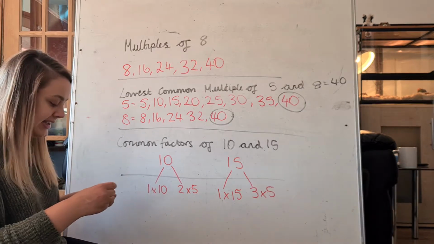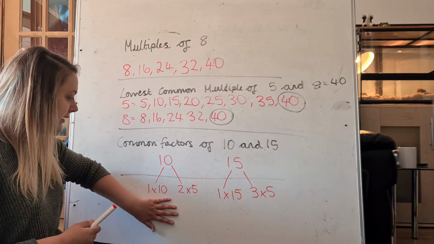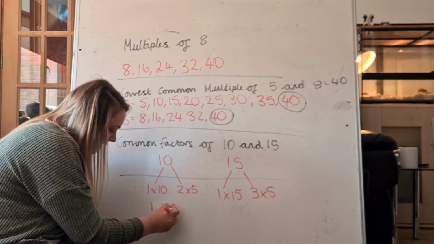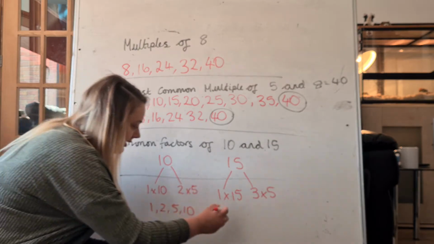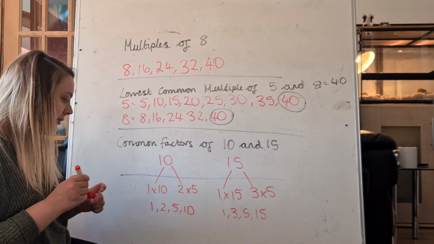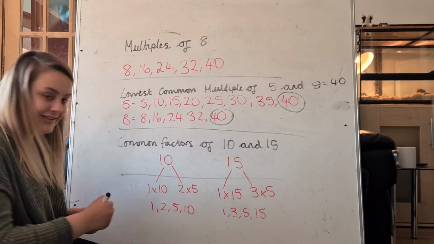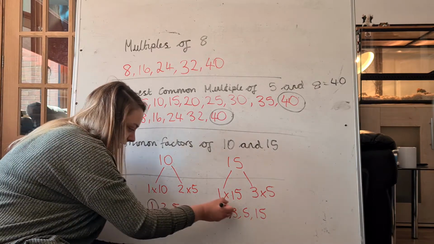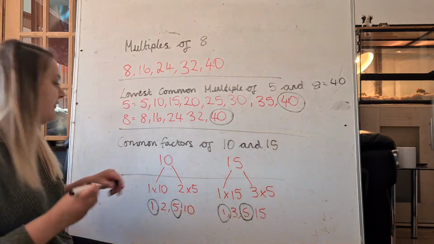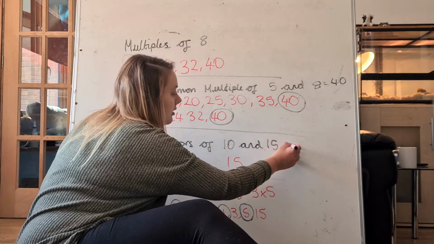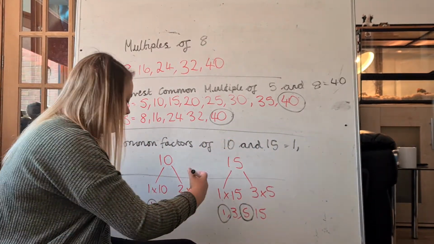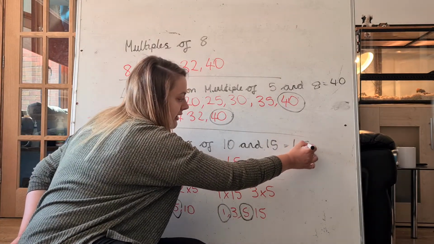Fantastic. So can you see any common factors? So we found all the factors of 10, all the factors of 15. So if I write them down here, I've got 1, 2, 5 and 10 for 10, and we've got 1, 3, 5 and 15 for 15. Can you see any common factors? You can. Which ones? 1, fantastic. Any others? And 5, brilliant. So common factors of 10 and 15 would be 1 and 5. Again, we don't need to write 1 times anything, we just list them.